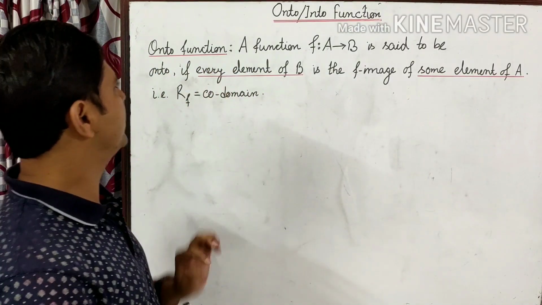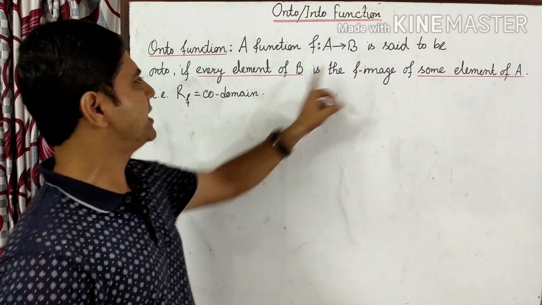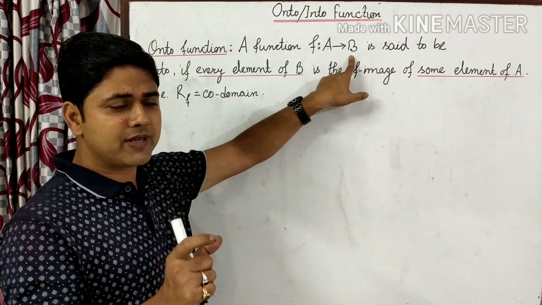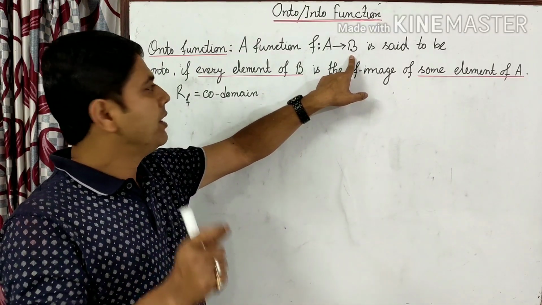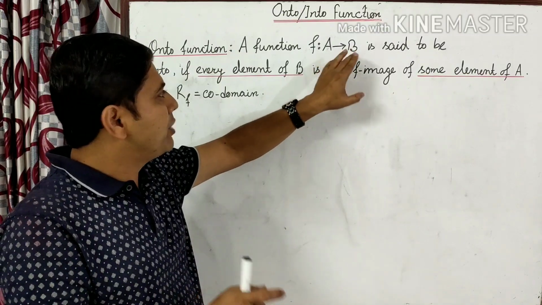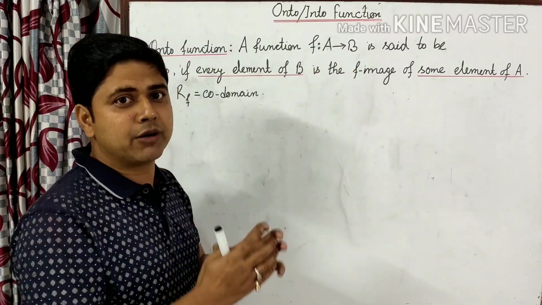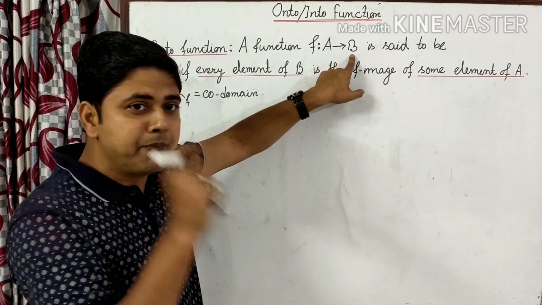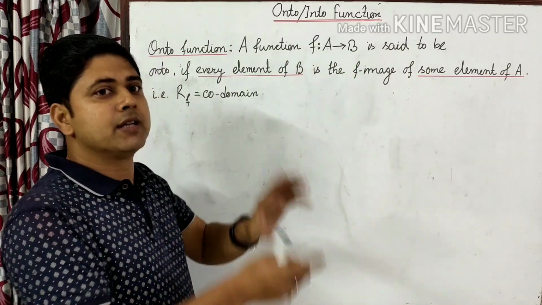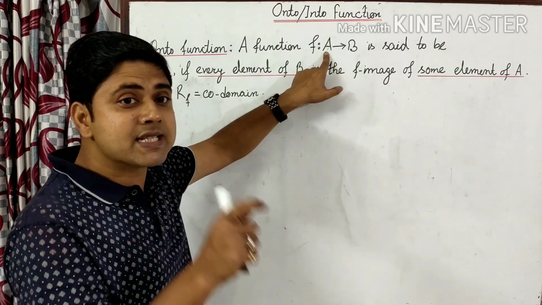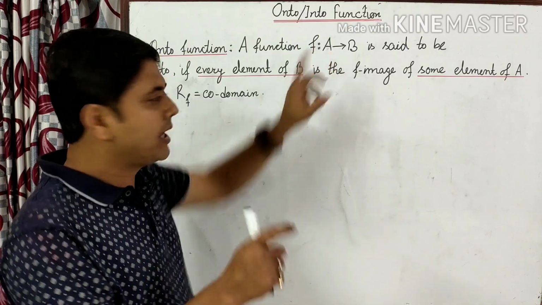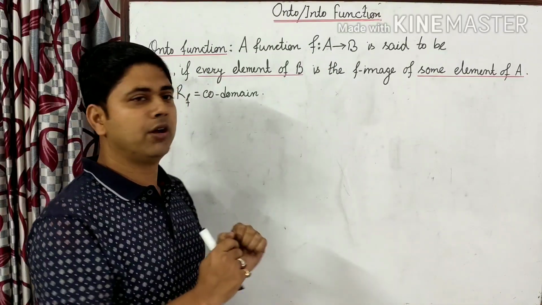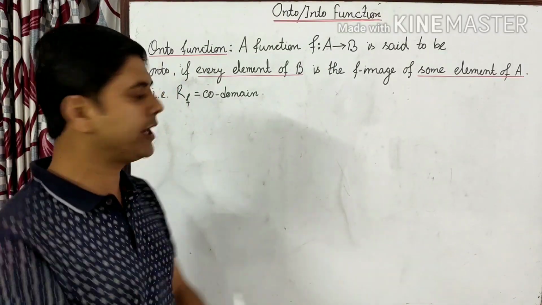Then this function is known as what? Onto. Every element of set B, B means what? The codomain of this function. Every element of set B has some pre-images in set A. Then this function is known as what? Onto. Two things are so important.